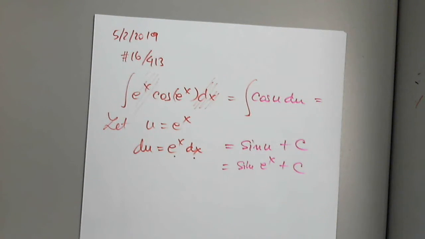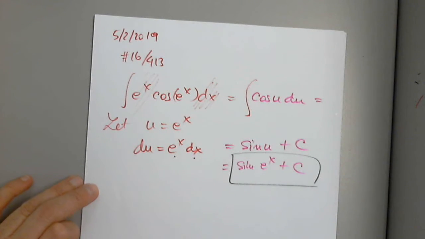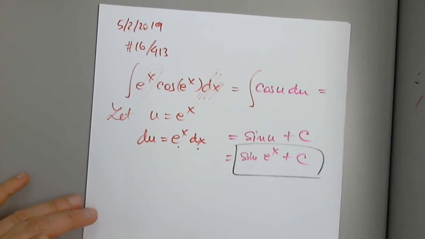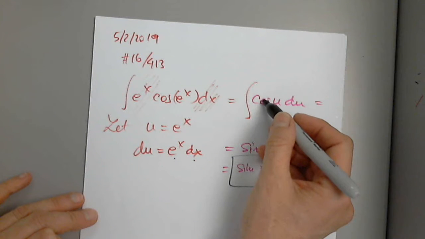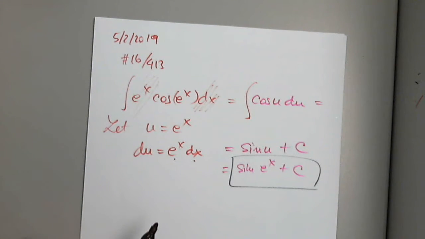These are the steps for the substitution rule for indefinite integrals. Any questions? Right here, where's the negative in front? Sine prime is cosine. That's okay.